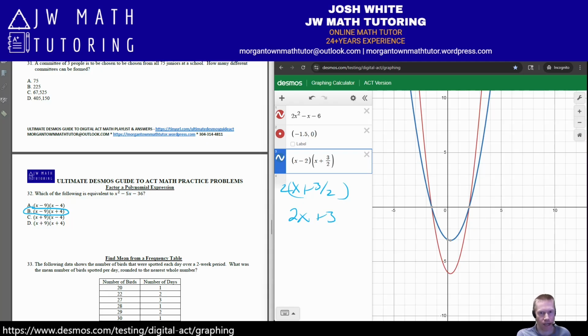And now if I go back here, what you're going to see is that when I change this to 2x plus 3, the graph will overlap completely. So notice now it overlaps, meaning yes, this is the correct factorization. So that's what you have to do if you have a decimal x-intercept value. You multiply every term in that factor by whatever the denominator is to cancel out the denominator and turn the second term into an integer value.